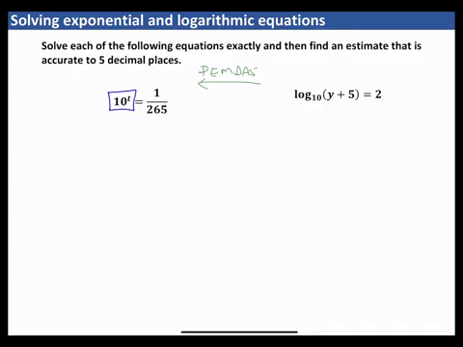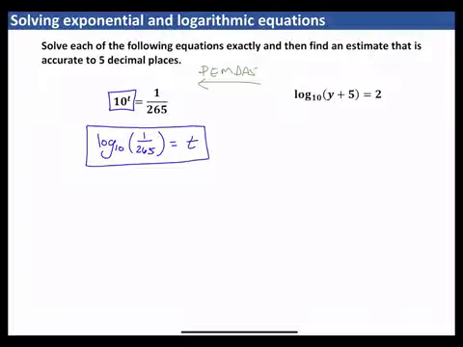to undo this exponential function, and we know the inverse of an exponential function is a logarithm, so we could rewrite this as a logarithmic function. Log base 10 of 1 over 265 is going to equal the power to which we raised 10 to get 1 over 265. So this is our exact answer for t, log base 10 of 1 over 265.